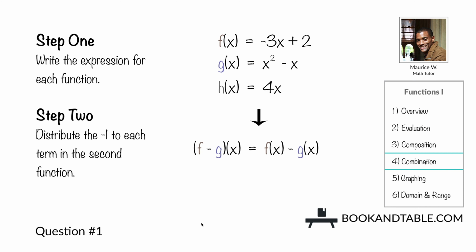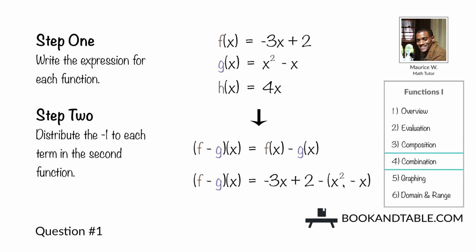Question number 1, write the expression for each function. So we know f minus g of x is equal to f of x minus g of x. So we want to write out the f function and the g function. So that gives us negative 3x plus 2 minus x squared minus x.